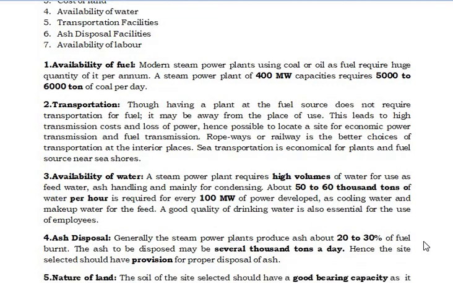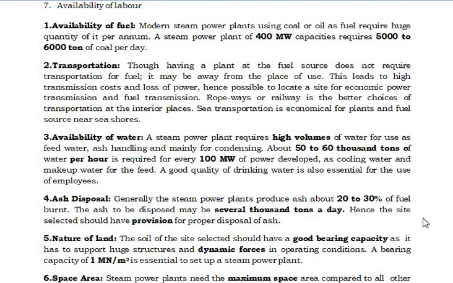The fourth one is ash disposal. Generally, steam power plants produce ash, about 20 to 30% of the fuel burned. The ash to be disposed of may be several thousand tons a day. Hence the site selected should have provision for proper disposal of ash.